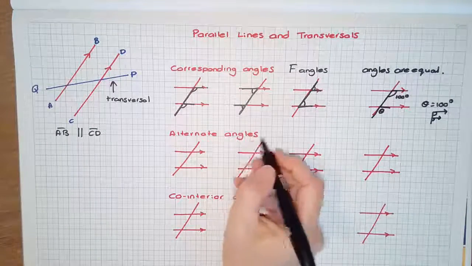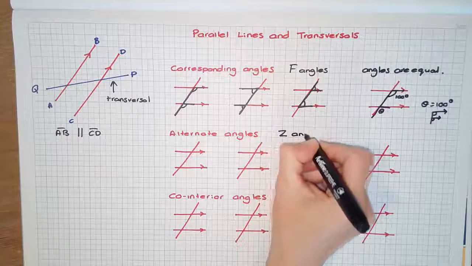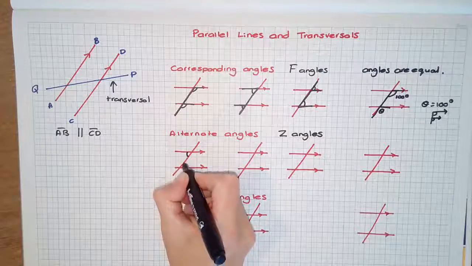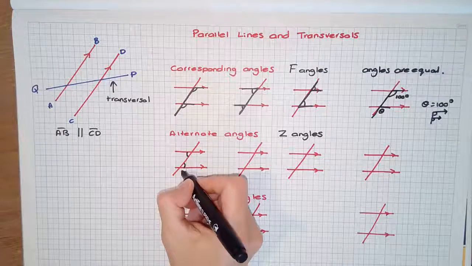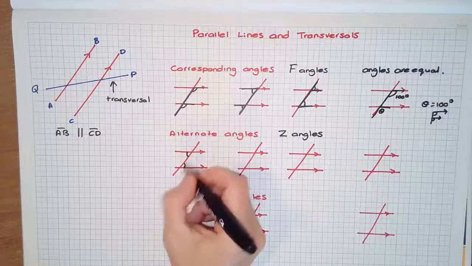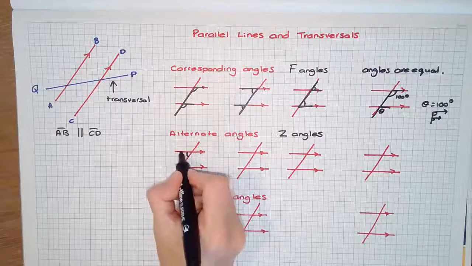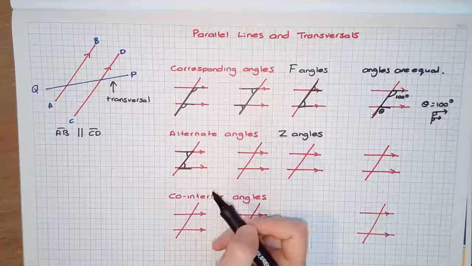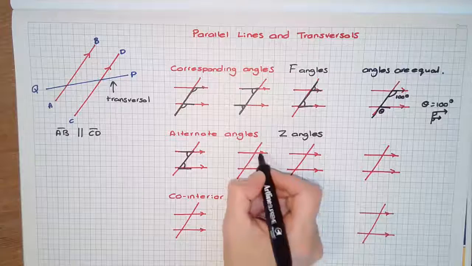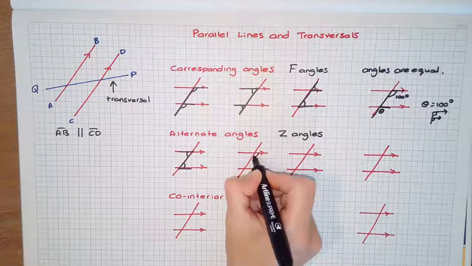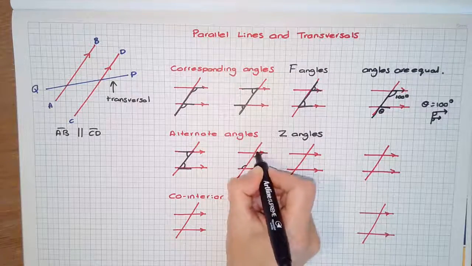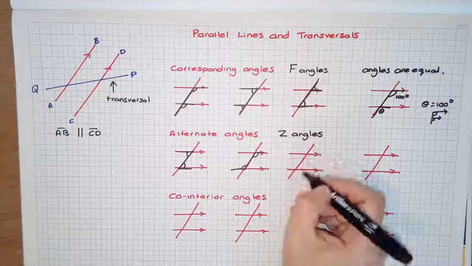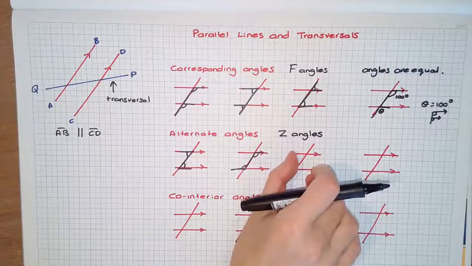Alternate angles I nickname Z angles. This angle here and this angle here are alternate because they're on alternate sides of the transversal. You can draw a Z around the alternate angles. The Z doesn't have to be a conventional Z, it could be a back to front Z. For instance, this angle here and this angle here are alternate. You can't make any other Z's any other way unless the diagram is rotated.